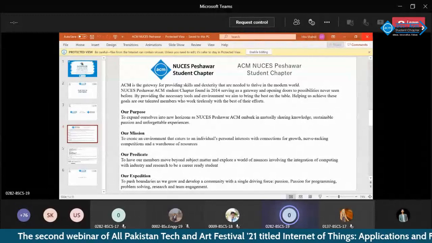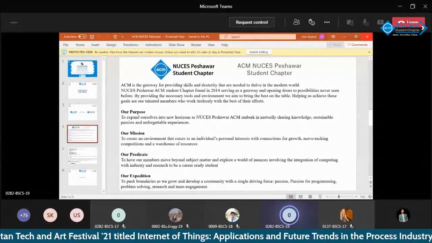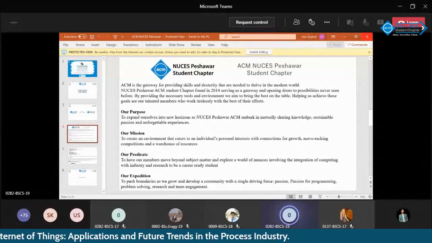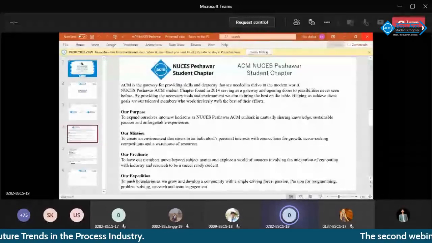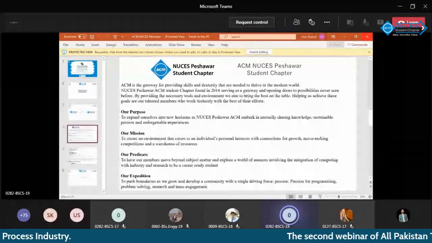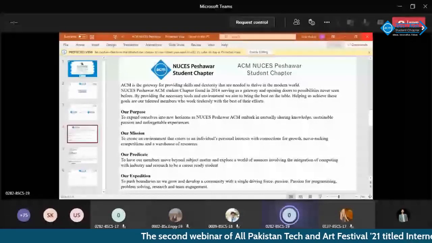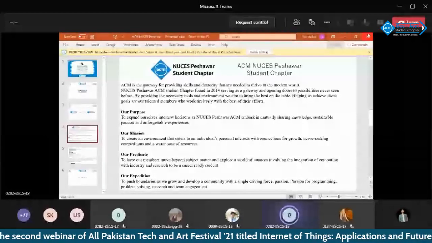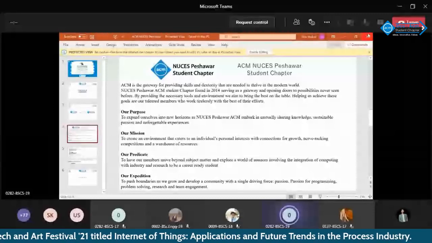ACM is a gateway for providing skills and dexterity that are needed to thrive in the modern world. NUCES Peshawar ACM Student Chapter, founded in 2014, serves as a gateway opening doors to possibilities never seen before. By providing the necessary tools and environment, we aim to bring the best to the table. Helping us achieve these goals are our talented members who work tirelessly with the best of their efforts.